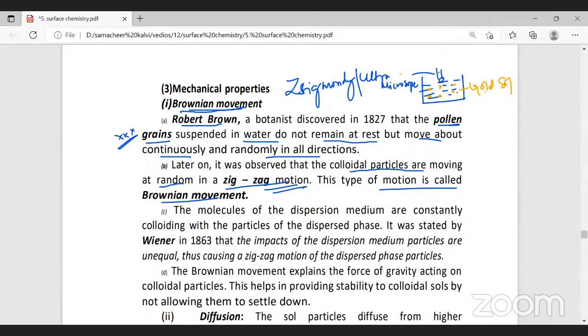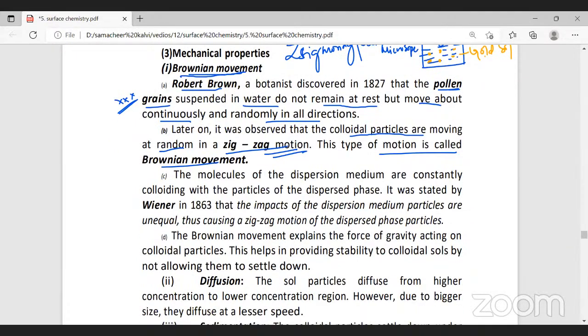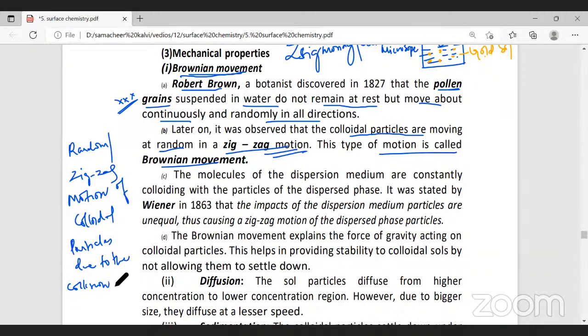What is Brownian movement now? How do we define Brownian movement? The zigzag movement, the random movement, the haphazard or disorderly movement of colloidal particles due to the collision of colloidal particles with each other or with the dispersed medium is called Brownian movement. So Brownian movement is the random or zigzag motion of colloidal particles due to collision with each other or with the dispersed medium.